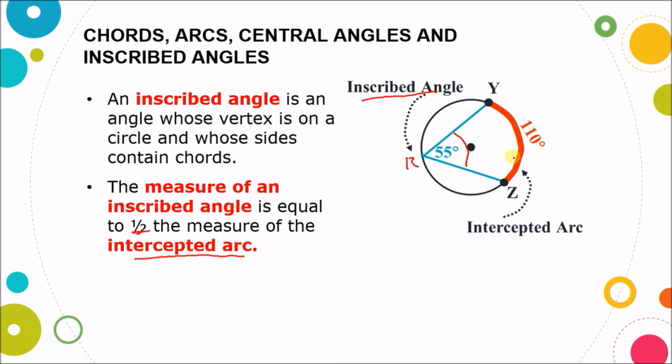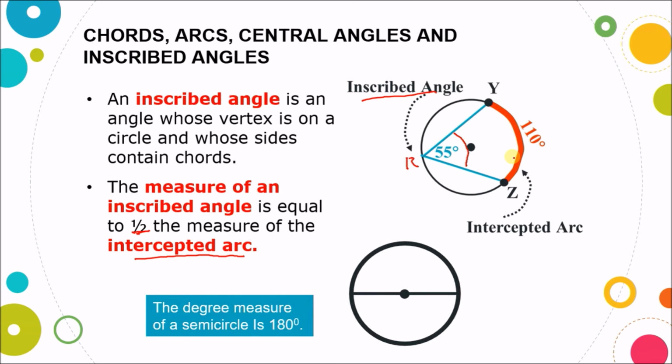So paano nangyari na kalahati lang yung kinukuha natin pagdating kay inscribed angle, ano? I-prove man lang natin ng konti. Suppose we have a circle here, and we also have the center of the circle. Let us make a diameter. Pag naglagay kasi ng diameter diyan, ibig sabihin you are having a semicircle which is 180 degrees.